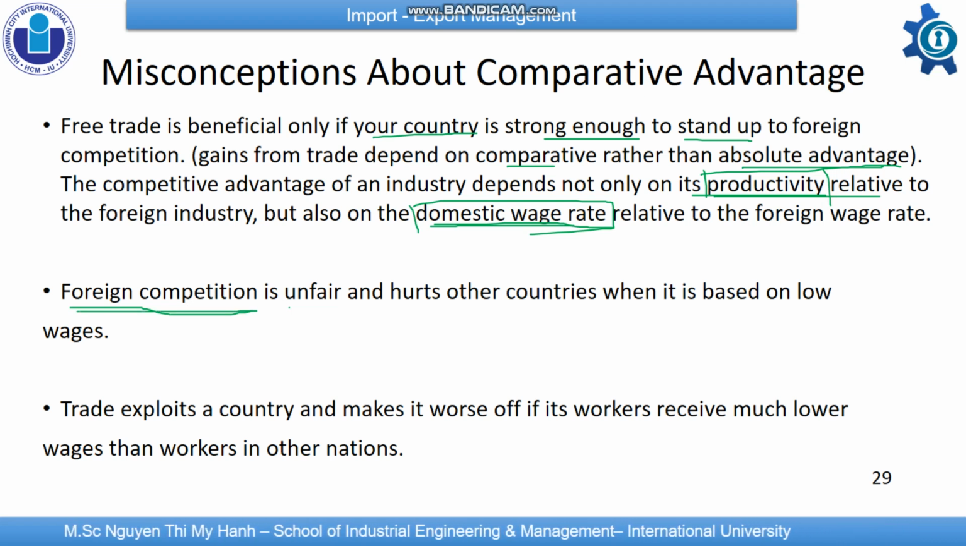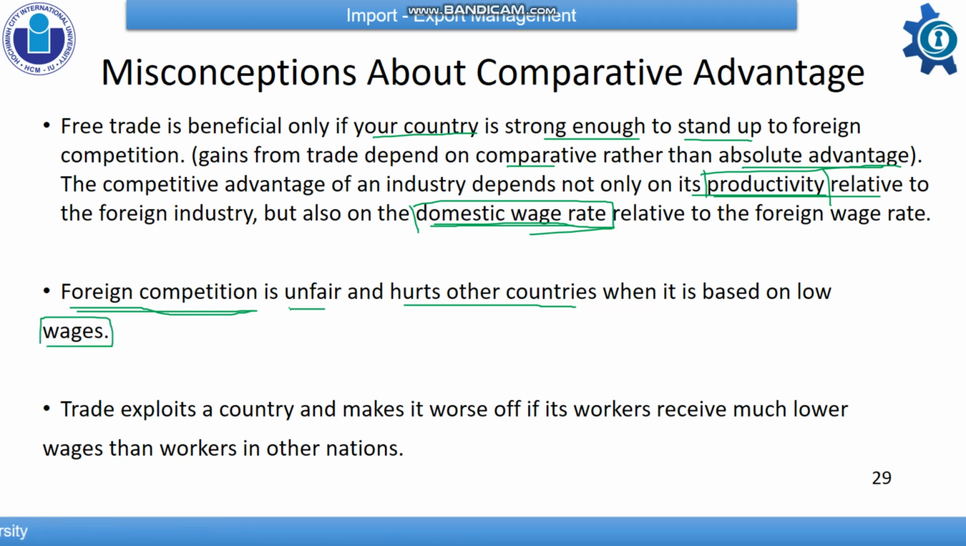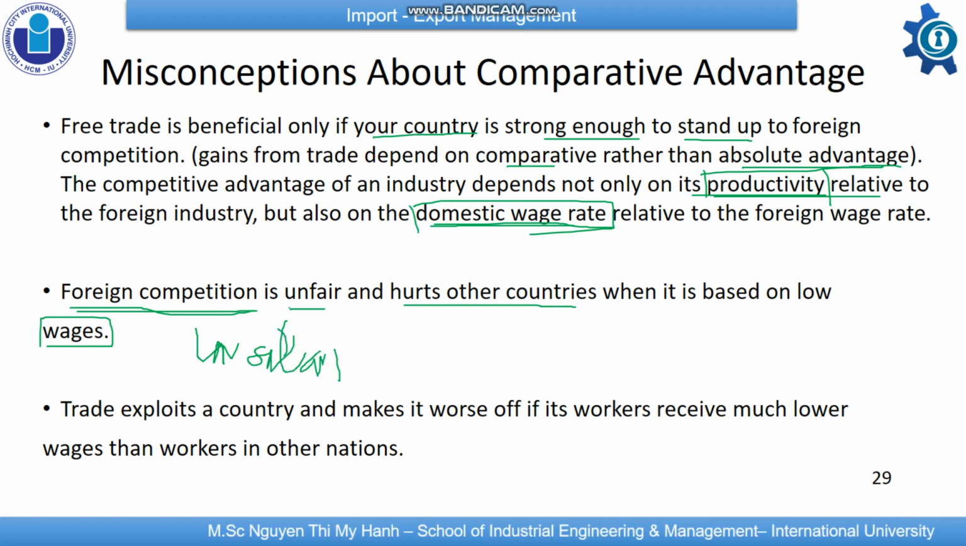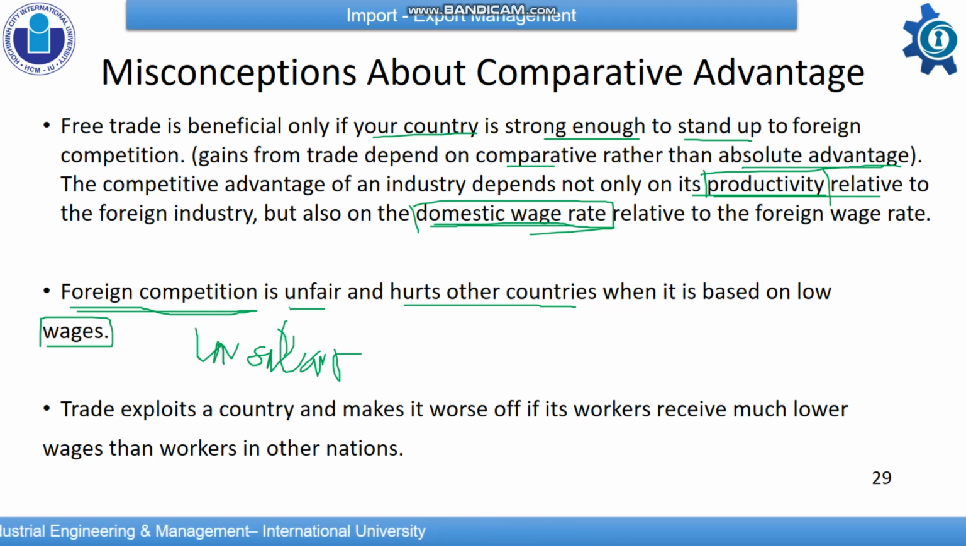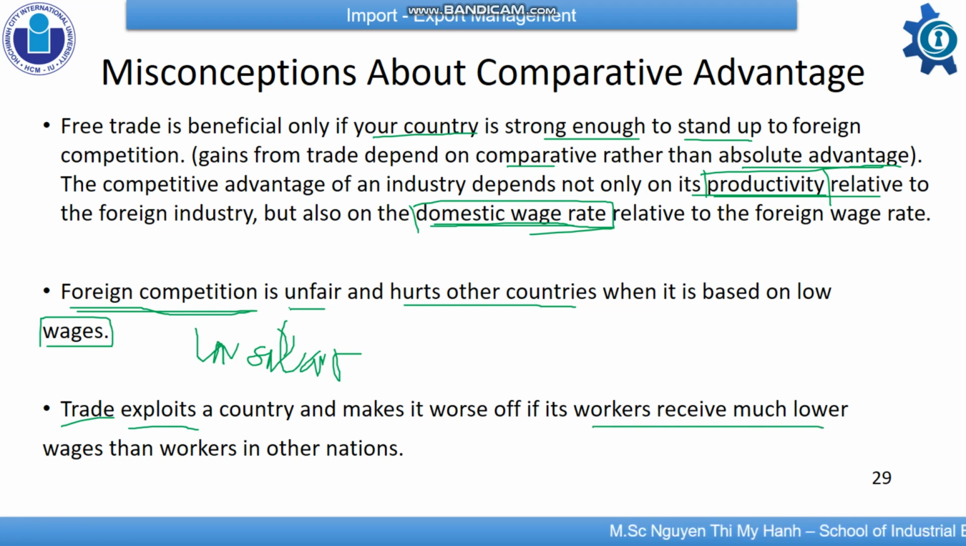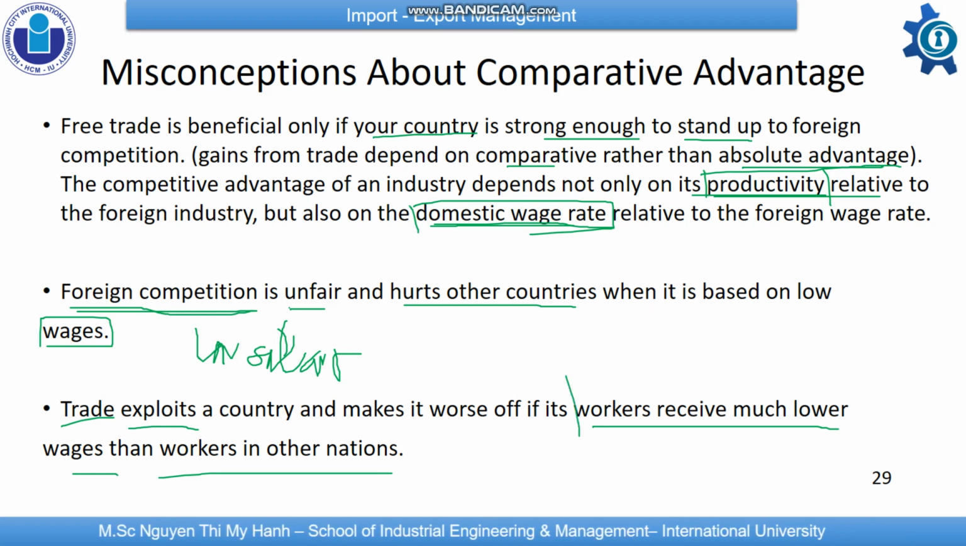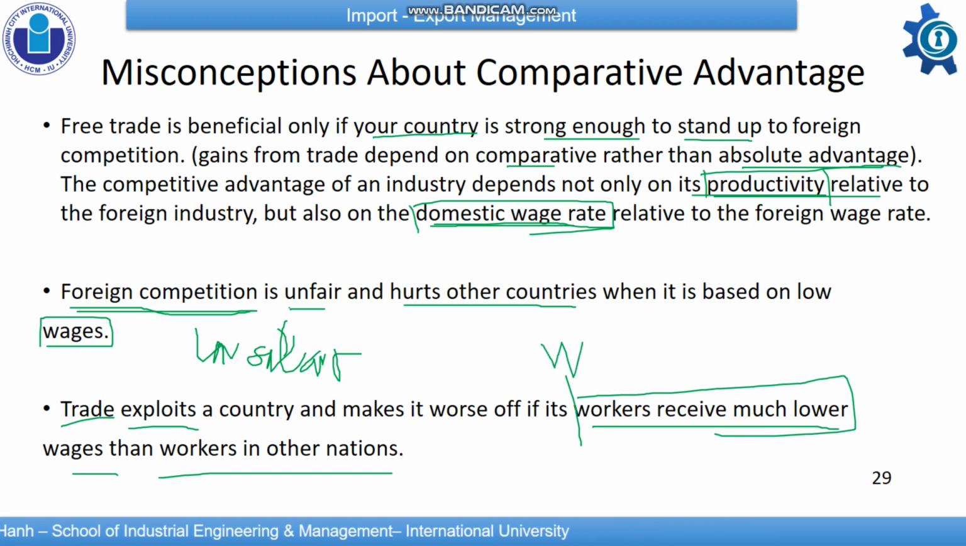And another misconception: foreign competition is unfair and hurts other countries when it is based on low wages. Okay, it's not like you pay lower salary to the workers, you will get more. It's unfair and hurts other countries, you shouldn't do it. And the trade exploits a country and makes it worse off if its workers receive much lower wages than the workers in other nations. So we have to consider the wage.